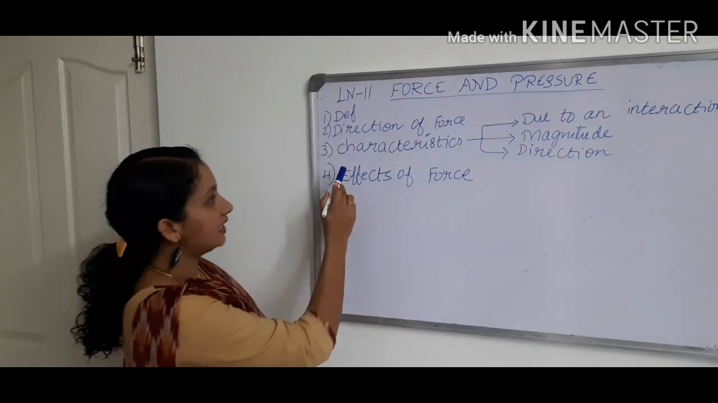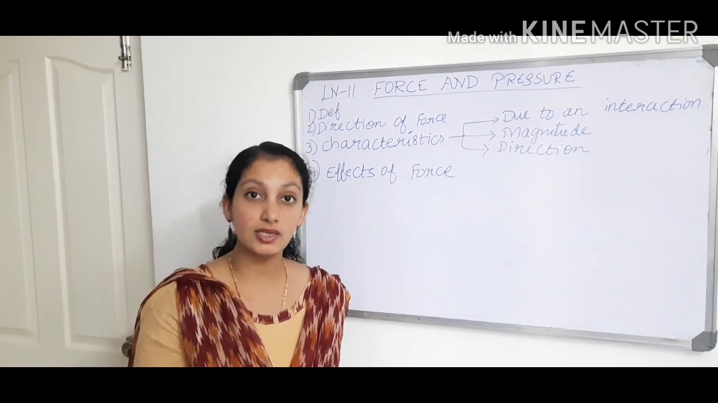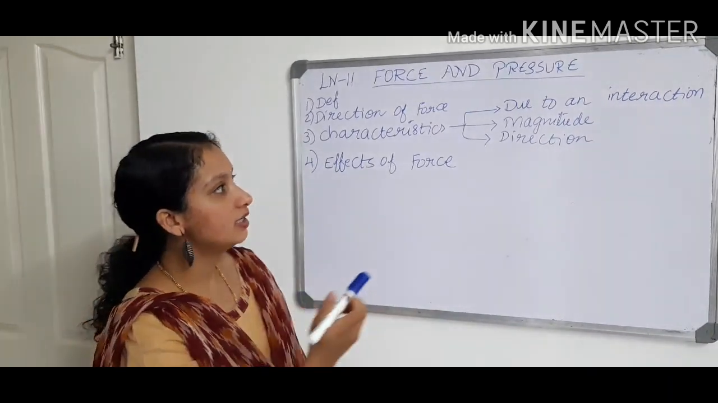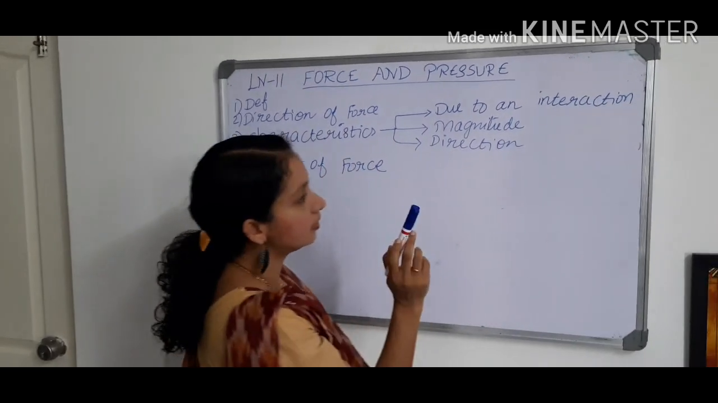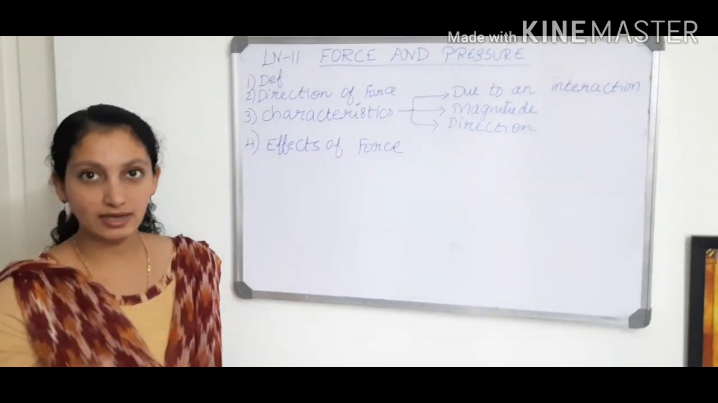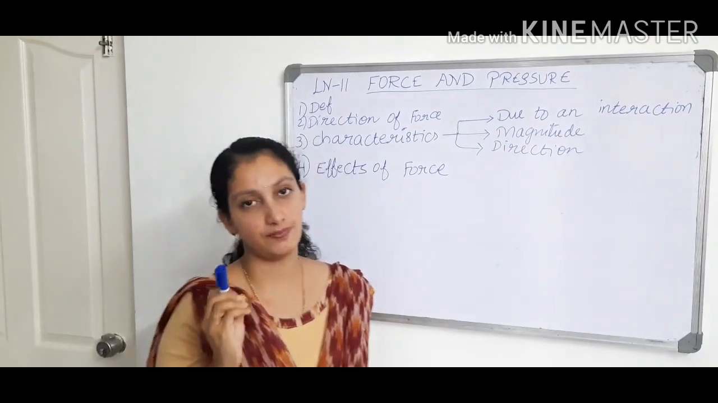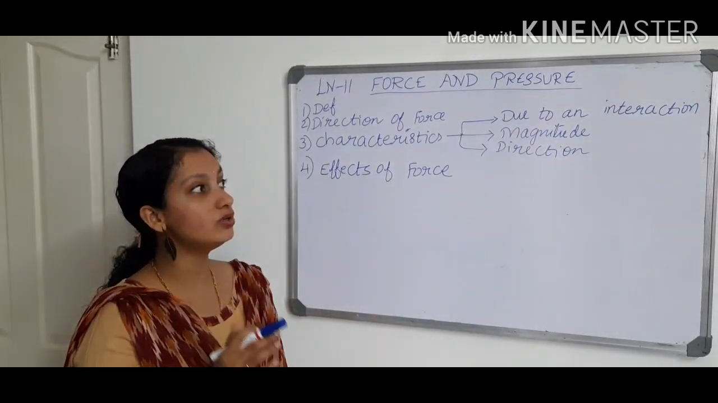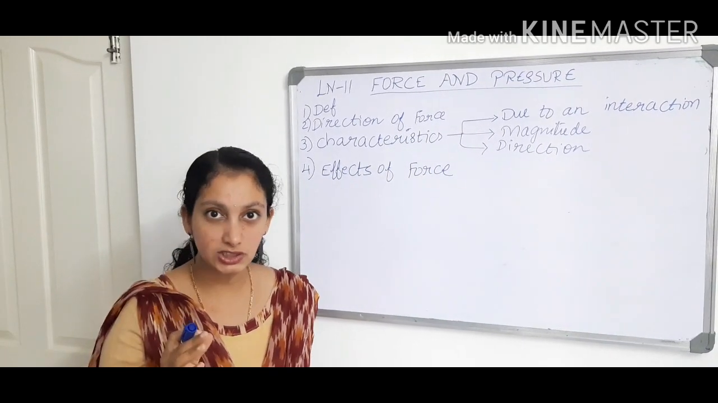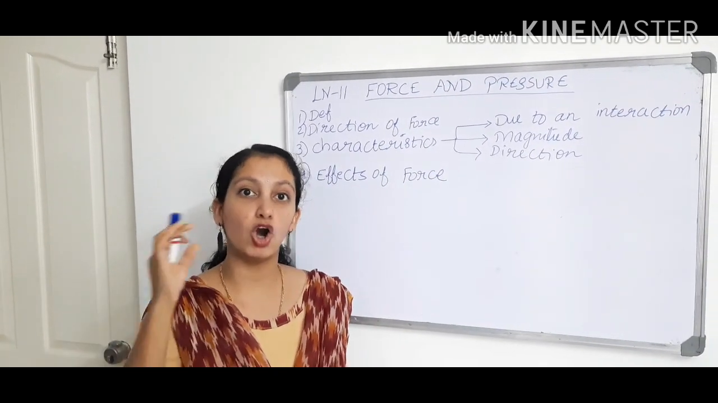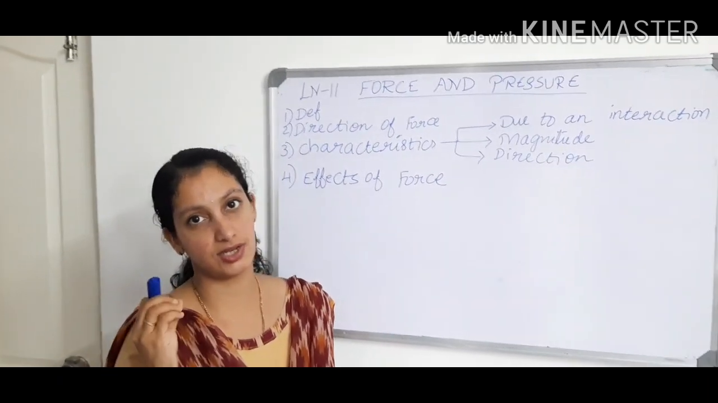The third one is characteristics of force. What are the characteristics of force? The first is that it is due to an interaction. The second one is magnitude and the third one is a particular direction. So the first one is due to an interaction. There should be some interaction of one object on another object for a force to act.